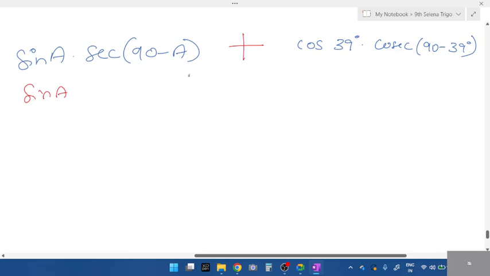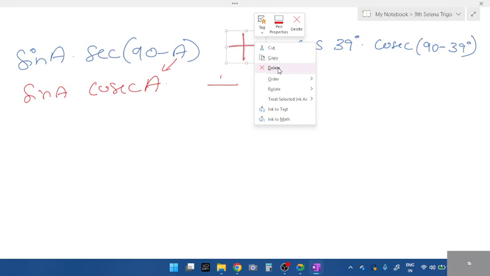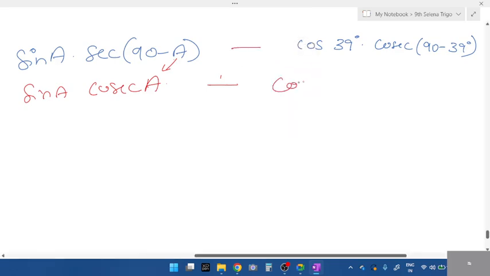I give minus here. This is the question. How will you solve? Are they like terms or unlike terms? Both are unlike terms, right? They're not the same. First, convert sec 90 minus A. What is the complementary for sec? Very good. Cosec, and what angle you have to write? This A as it is, right? Minus cos 39 degrees as it is.